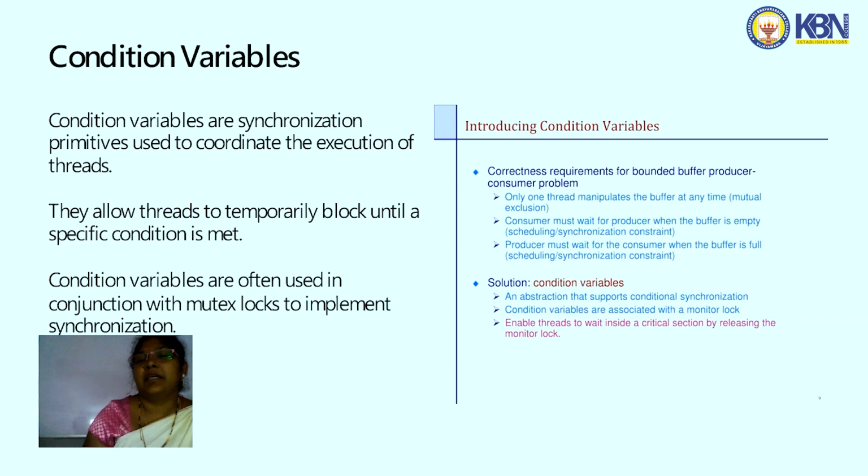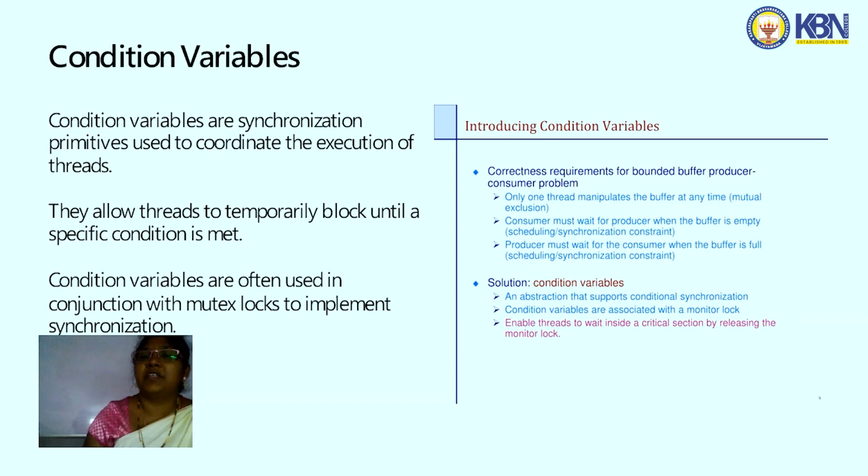In the introduction to condition variables, first see the correctness requirements for the bounded buffer producer-consumer problem. You know very well about the producer-consumer problem. Only one thread manipulates the buffer at any time, which we call mutual exclusion. Next, the consumer must wait for the producer when the buffer is empty. So scheduling and synchronization constraints occur here.